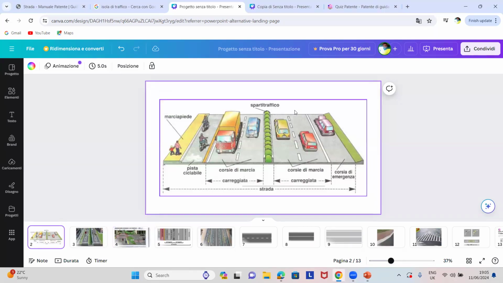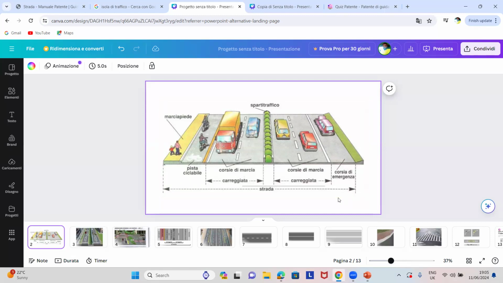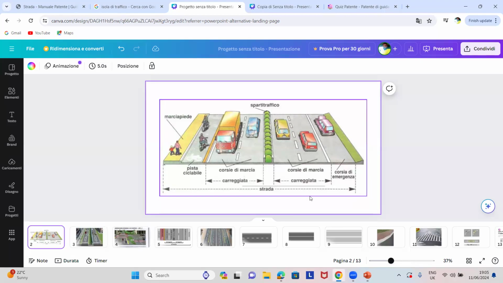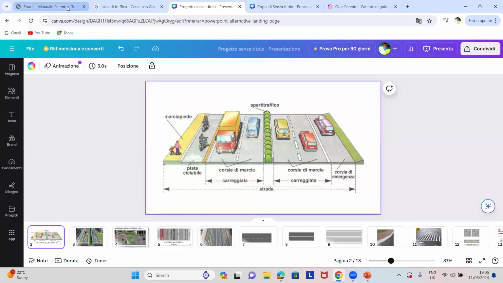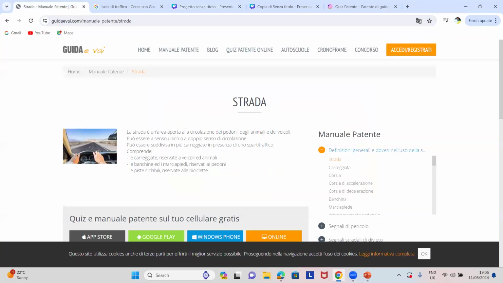Everything you find inside the road, they call it Strada. The name is called Strada in Italiano. In English, it's called road. Please write it down, for those that are jotting things down: Strada means road in English. Now, this is an illustrative picture of a Strada. Is it clear? Now, let us go back to our app.